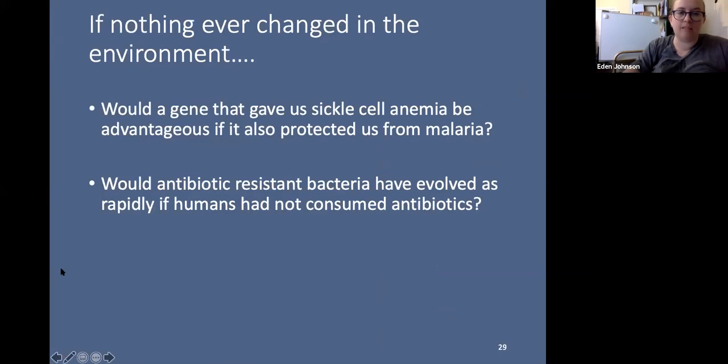All right, so if nothing ever changed in the environment you are in, so I'm in Oxford, Mississippi. In Oxford, Mississippi, let's talk about sickle cell anemia, this one first. So there is an advantage to having sickle cell anemia if you live in a country that is affected by malaria, because if you have sickle cell anemia, it sucks because you have anemia, okay? It's not great, but you're not going to die of malaria, okay?